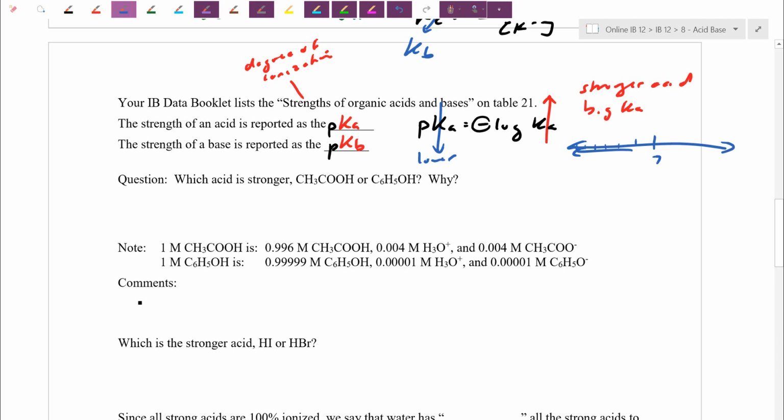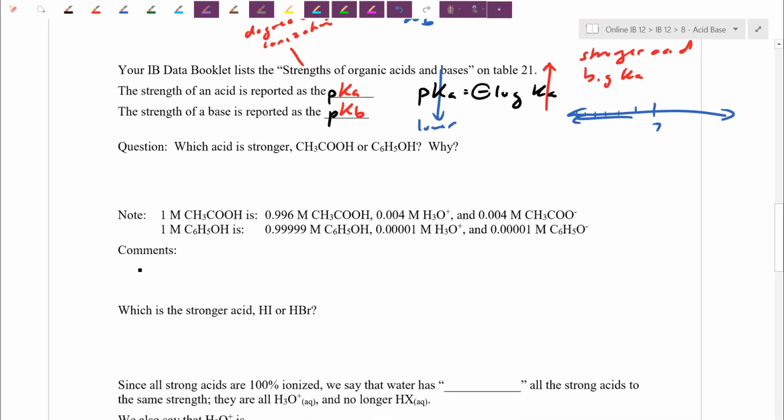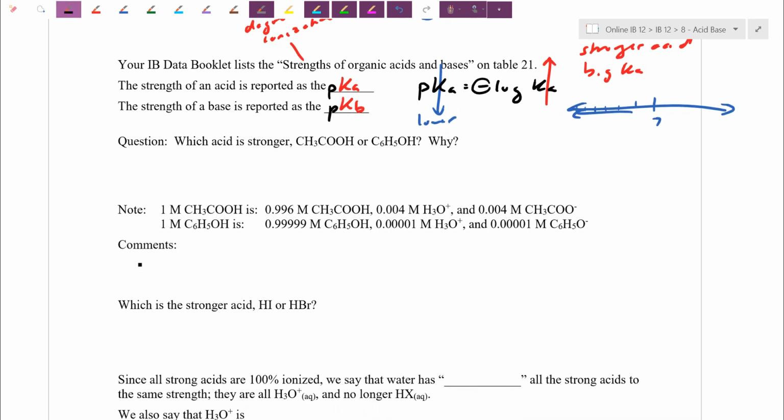Okay. So which acid is stronger? We have acetic acid, and we have this C6H5 acid here. So we'll just go straight to our table. We have the pKa of our acetic acid. This one here is given as 4.76. The pKa of this chemical here, C6H5, the phenol, is given as 9.99.